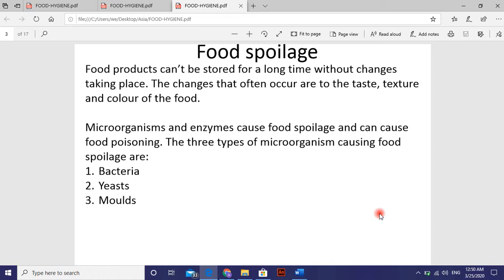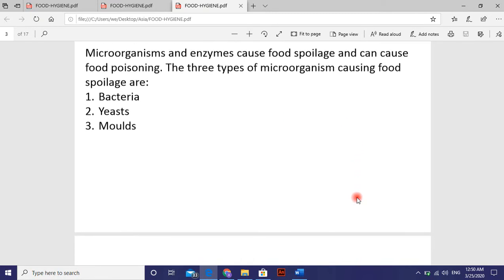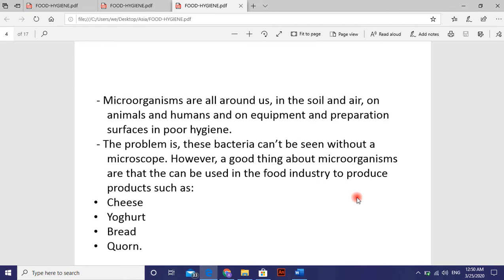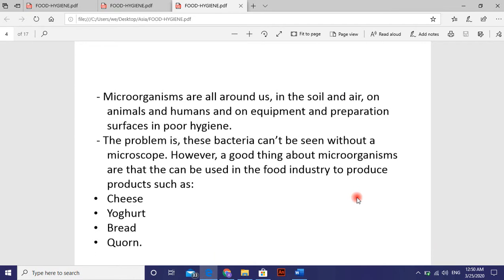This is all because of microorganisms. Microorganisms produce enzymes that cause the food to spoil and might also cause food poisoning. The three types of microorganisms that are involved in this problem are the bacteria, the yeast, and molds. Microorganisms are all around us, but if they are in food, this is a big problem.